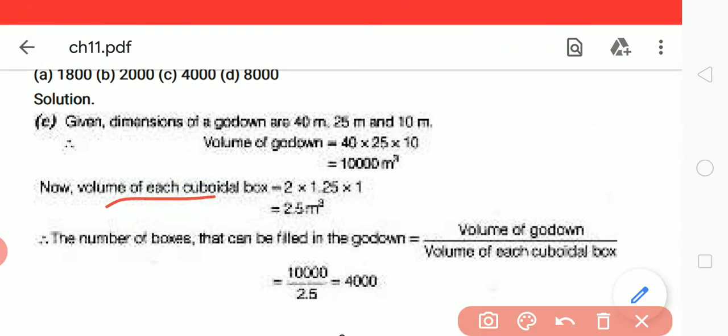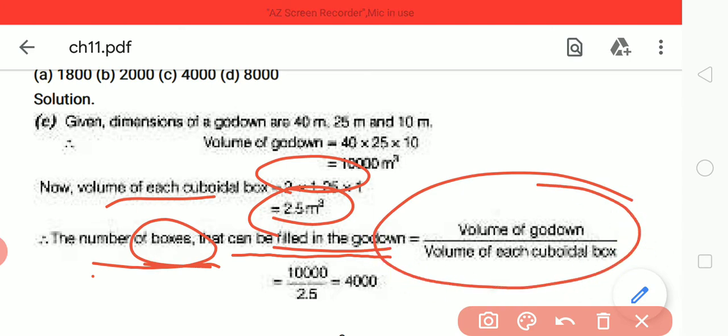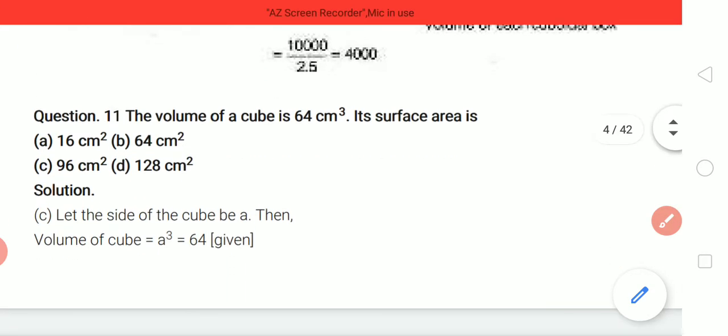You can also find the volume of a small cuboidal box, that is 2 into 1.25 into 1, you can get 2.5 meter cube. After that, the number of boxes that can be placed in the godown is the volume of the godown divided by the volume of the cuboidal box. So 10,000 divided by 2.5, you will get 4,000, right? So this is the solution.